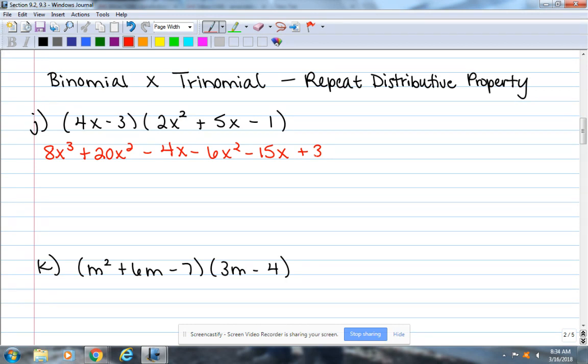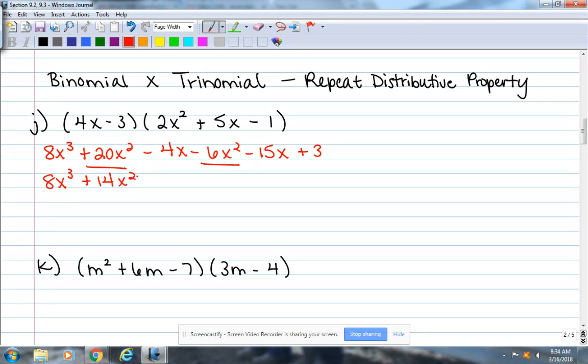Remember, we need to go highest to lowest exponent. So what's my highest exponent I have? X to the third. Does it have any like term, buddies? Nope. So just bring it down. What's my next highest exponents? Squares. And I've got a 20x squared and a negative 6x squared. And what do I get when I combine those?